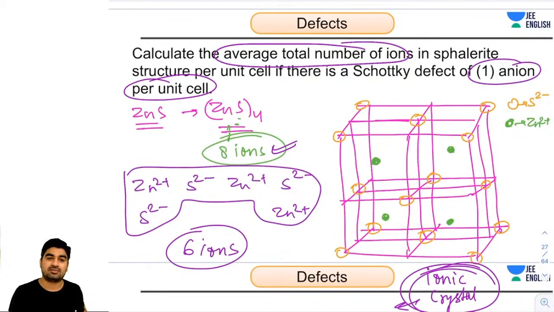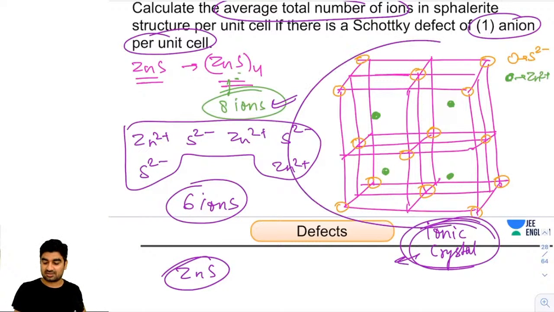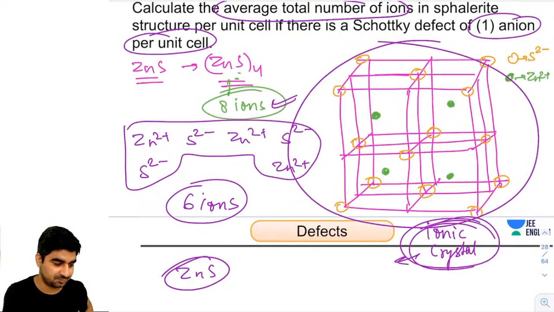They are asking for the average because, Triveni, when I take ZnS, there will be trillions of such unit cells, not just one. So they are saying that on average from one unit cell, one ion is missing, right? That's why they are asking for the average.